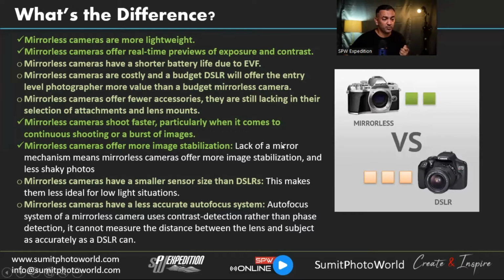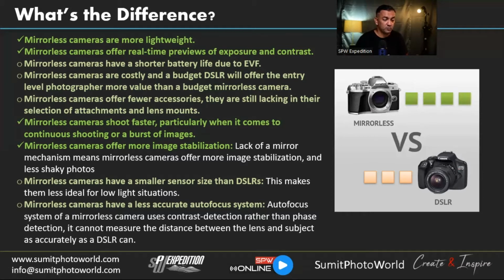Mirrorless cameras shoot faster, particularly when it comes to continuous shooting or a burst of images. So the burst mode I just discussed is really improved in mirrorless cameras. Mirrorless cameras also offer more stabilization, because they lack the mirror mechanism. The reflex mirror is not there, so mirrorless cameras offer more image stabilization and less shaky photos. So it gives you more opportunity to get good sharp images with the improved stabilization.